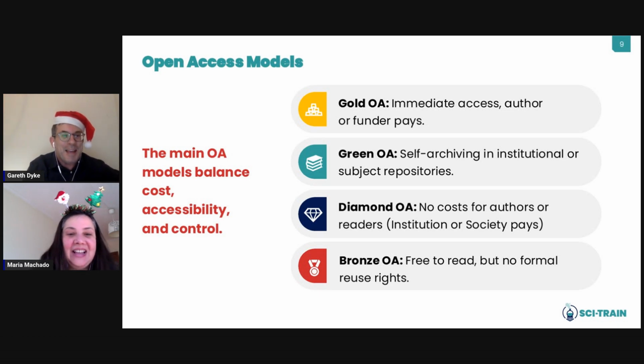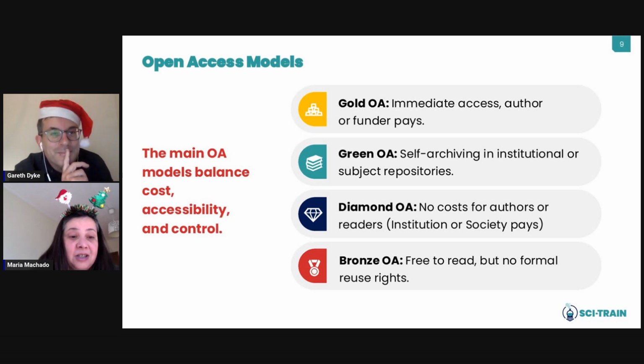Maria, different open access models for publishing. So you have open access. That means they're freely available to read. So people looking for the content will have access to it.